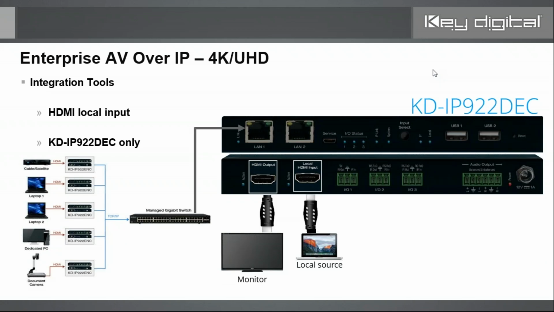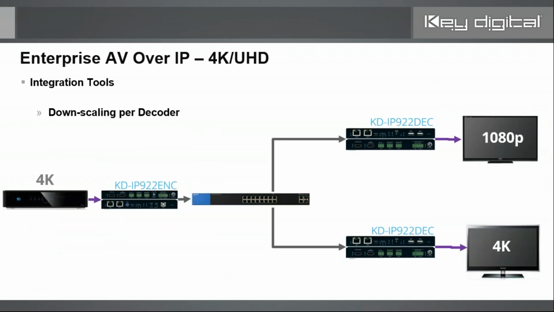We advance now to the next slide where we have the IP922 decoder, and on the decoder they have two HDMI connections as well, where one could be used for a localized feed versus the broadcasted global feed from the video over IP system. Very, very powerful for presentation applications.